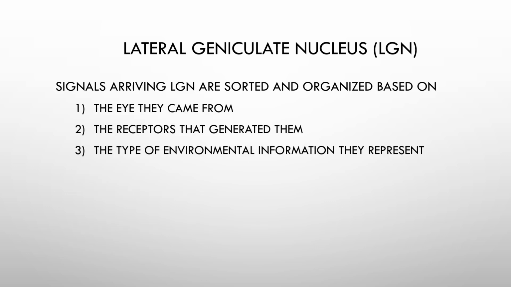Signals arriving in the lateral geniculate nucleus are sorted and organized based on a number of things. One, the eye that they came from. So if I'm getting the left half of my left retina and the left half of my right retina filtered together, then those are going to be sorted and sifted together, but they are in their specific layers. They're organized based on the eye they came in from, the receptors that generated them, whether those be rods or cones or short wavelength cones, and then also the type of environmental information that they represent.